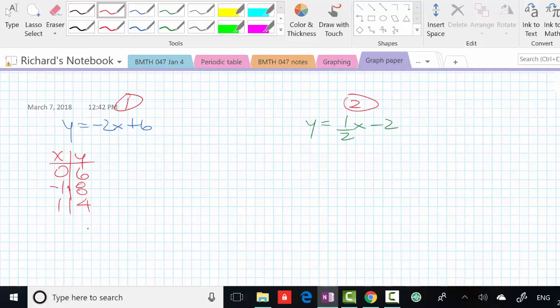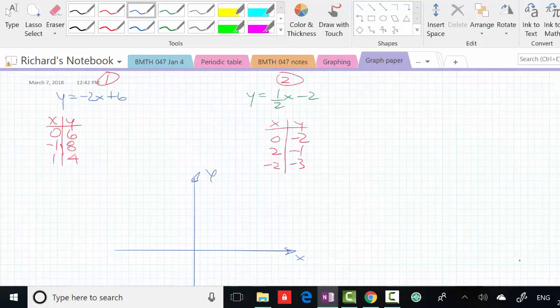So now I have some points I can plot for equation number 1. I can do the same thing for equation number 2. When x is 0, y is minus 2. When x is 2, once again, the denominator of the coefficient in front of the variable is a 2, so I'm going to go up and down in increments of 2 to avoid fractions. When x is 2, 2 times 1/2 is 1, and 1 plus minus 2 is minus 1. When x is minus 2, 2 times 1/2 is minus 1, and minus 1 plus minus 2 is minus 3.